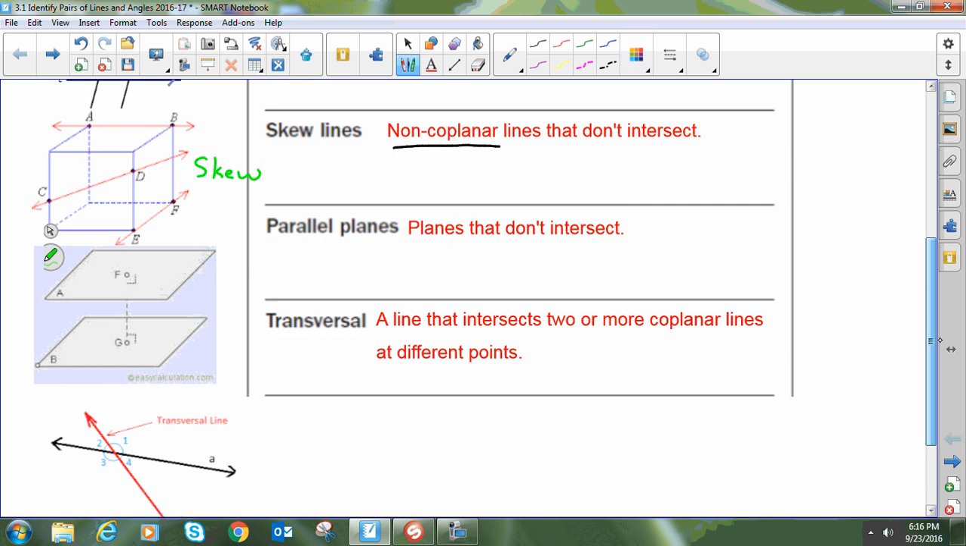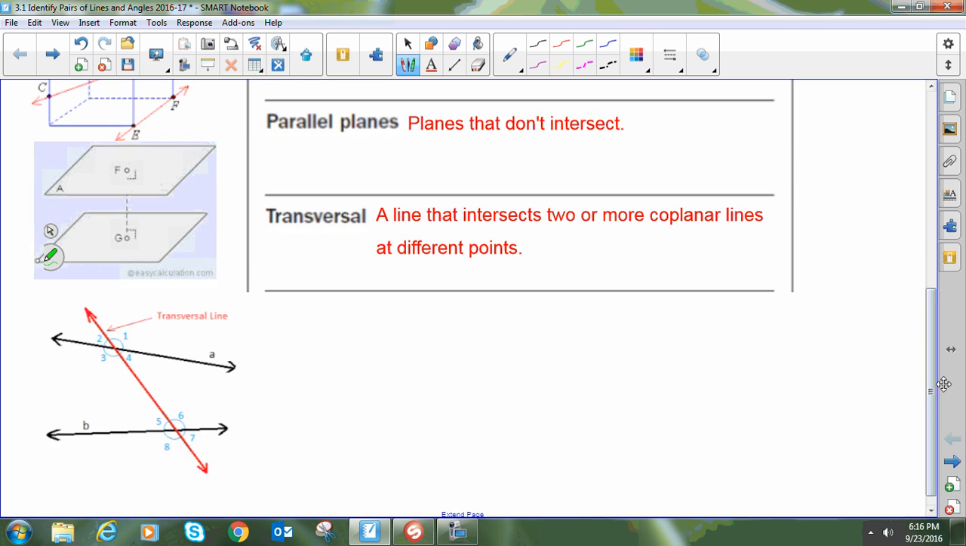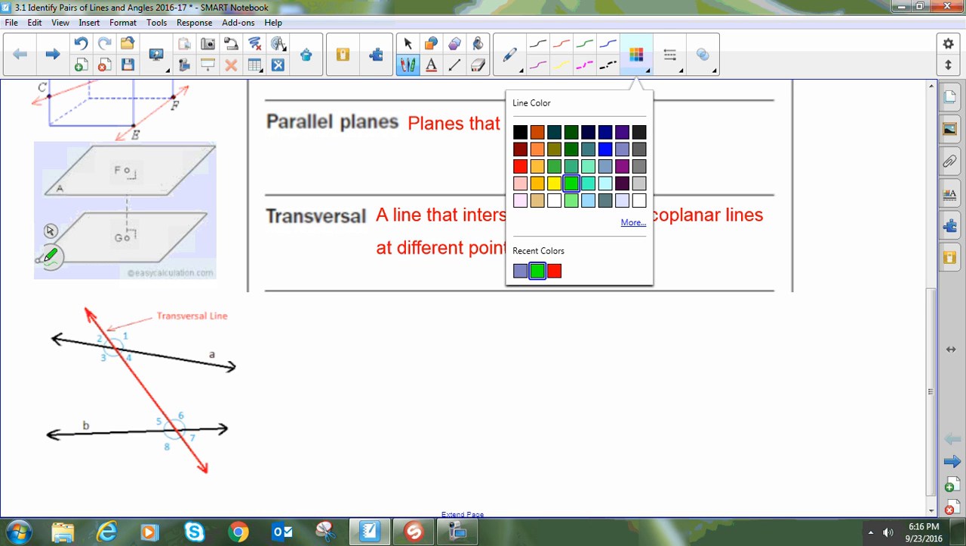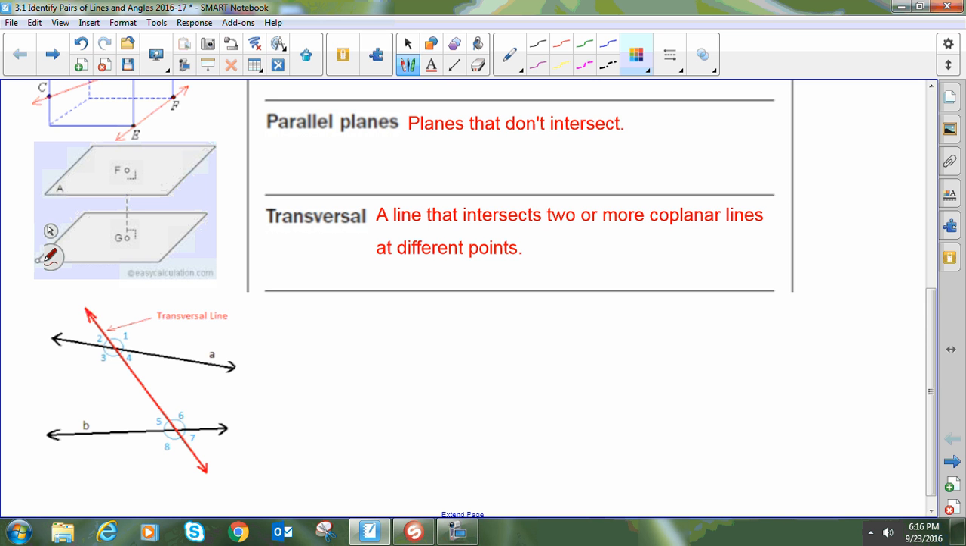Now parallel planes, those are about as basic as they can be. There's no such thing as skew planes. Parallel planes are literally just two planes that never intersect each other. So now let's see here. Let me pick a slightly darker color for this next part.